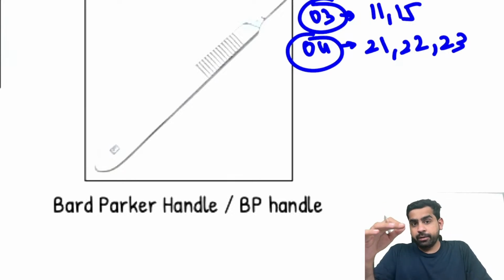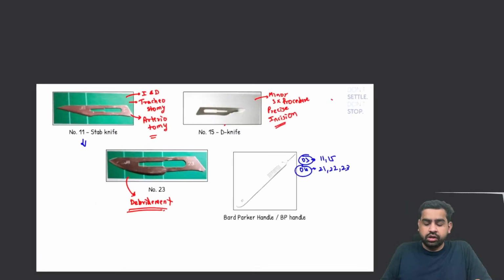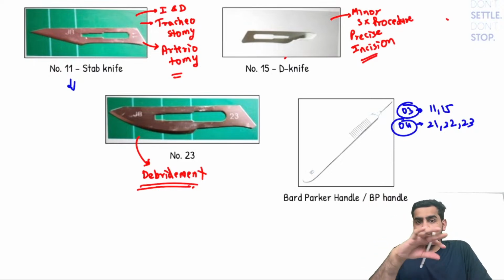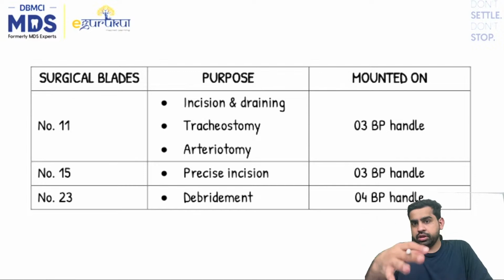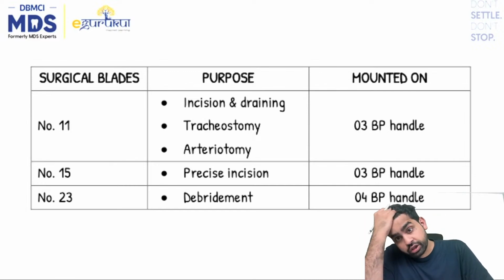So we have Bard-Parker handle 3 and 4. These are the important things. I hope you have understood this point. These are the blades and the handle on which they are mounted. What I just told you is in tabular form.